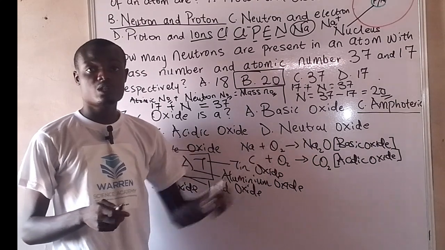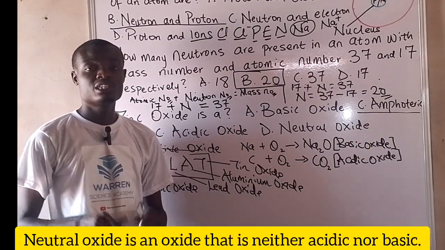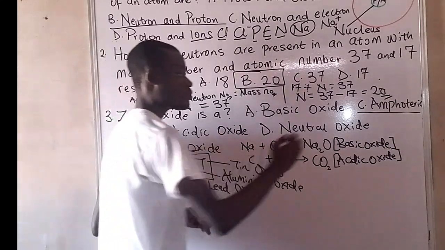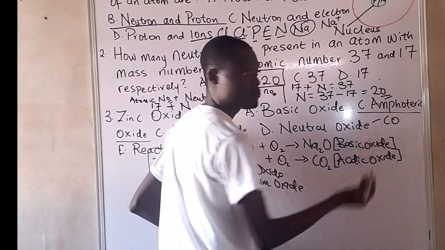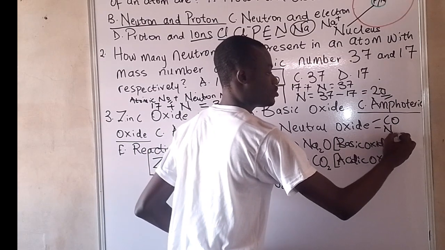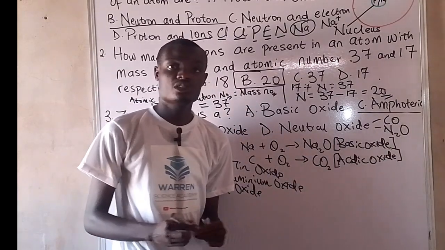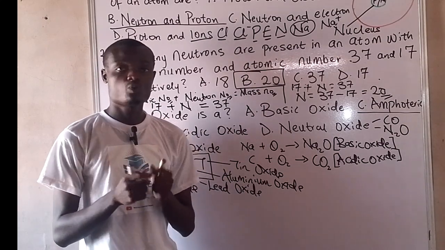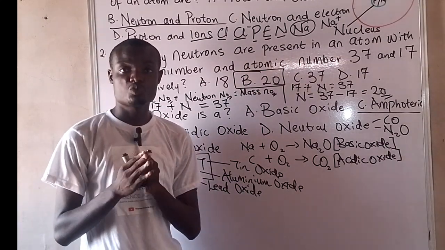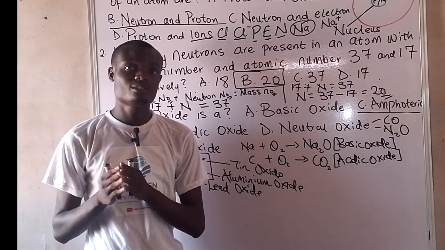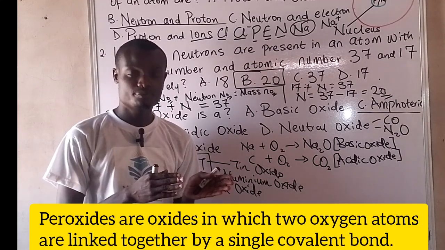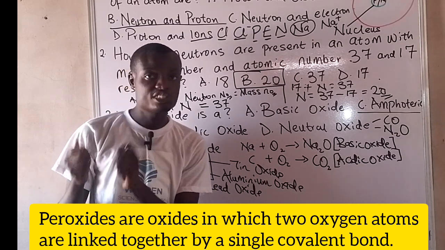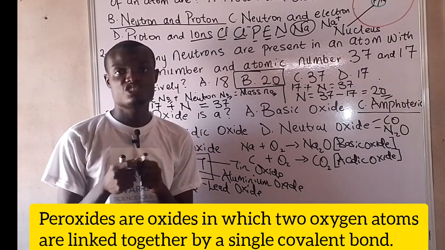Also, we have what we call neutral oxide. What are neutral oxides? They are neutral because they are neither acidic nor basic. A good example of neutral oxide is carbon monoxide, or carbon(II) oxide. We have dinitrogen(I) oxide. These are neutral oxides because they are neither acidic nor basic. Also, one other one that is not shown on the board is what we call peroxide. What are peroxides? Peroxides are simply oxides that contain an extra amount of oxygen, like they just have an extra amount of oxygen in their compound.